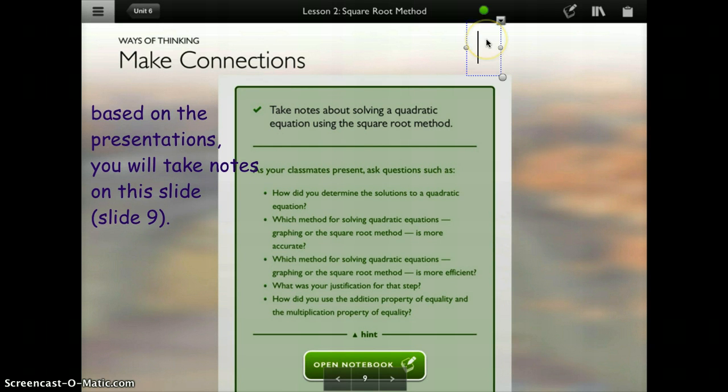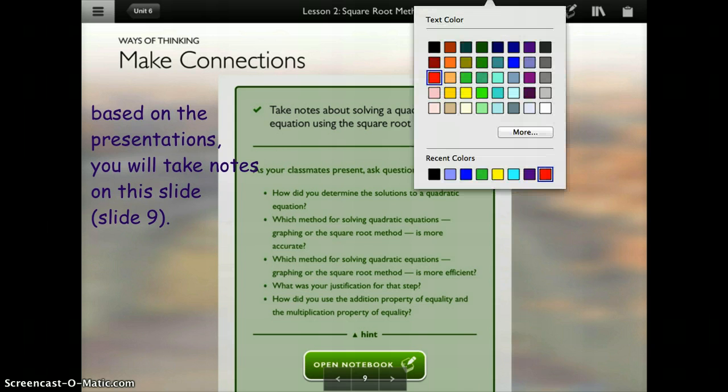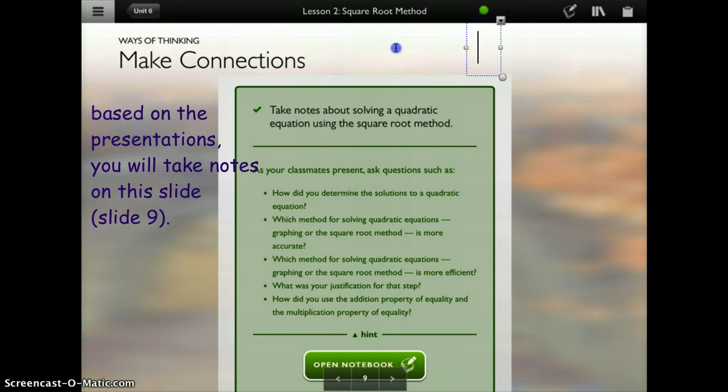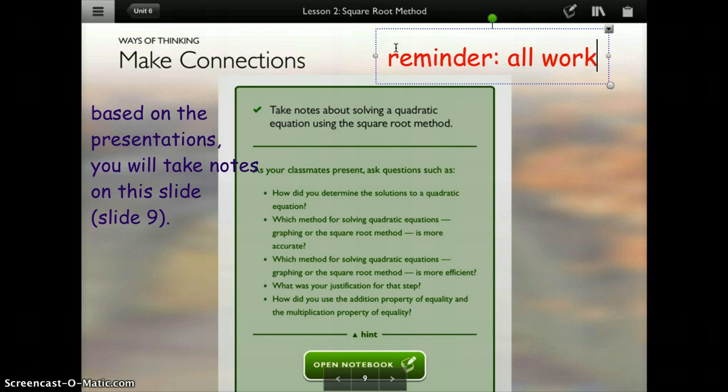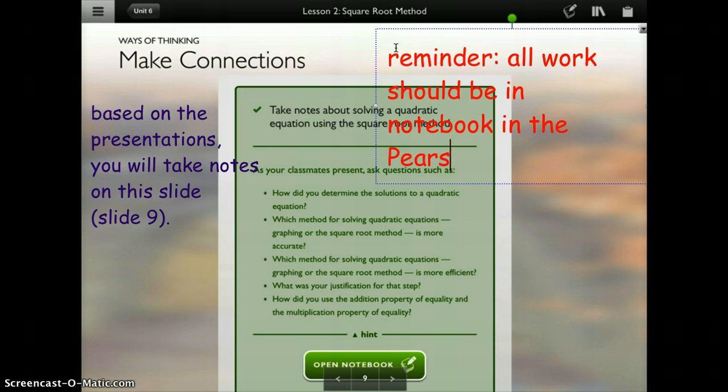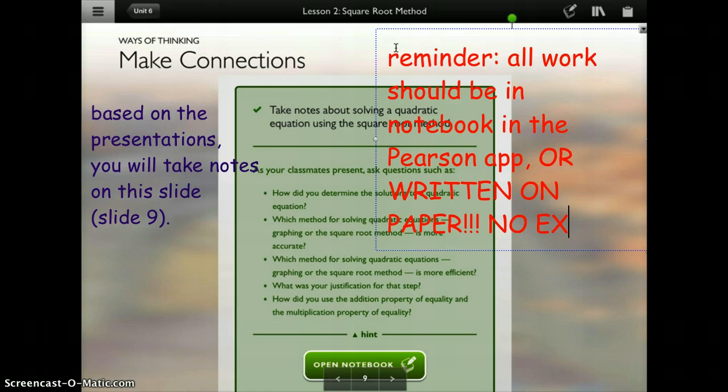Reminder, again, I chose that red, it's hard to see. As a reminder, all work should be in your notebook, in the Pearson app, or written, there's two T's, on paper. No excuses.